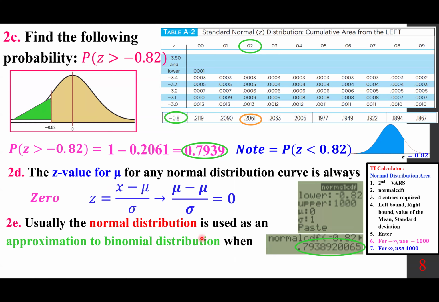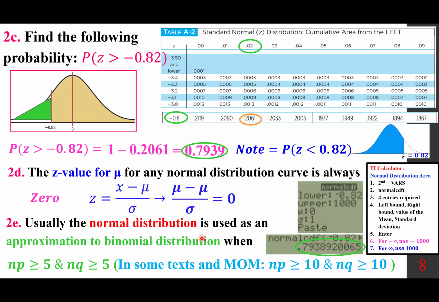Usually, the normal distribution is used as an approximation to binomial distribution when np and nq are large. How large? Larger than or equal to 5. In some texts, including my open math, larger than or equal to 10. The idea is that binomial distribution is discrete and normal distribution is continuous. So that's why, to make sure it works out, there is a restriction. The restriction is the product of n and p, as well as n and q, must be large.